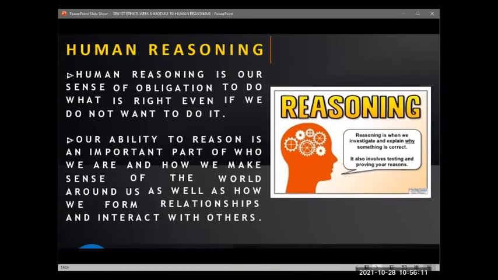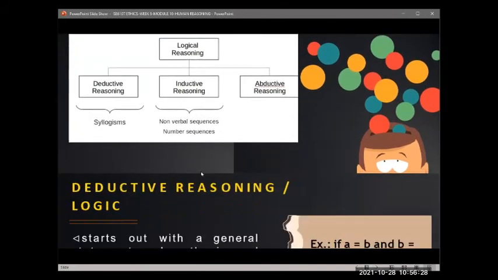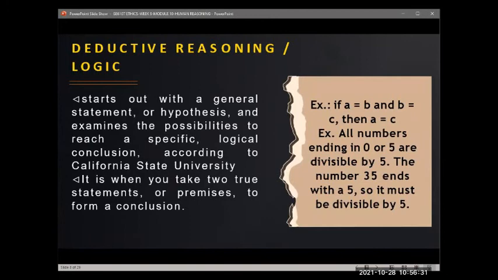Now, in relation to human reasoning, there are different types of human reasoning. We have deductive reasoning, which uses syllogism; inductive reasoning, which uses nonverbal sequences and number sequences; and abductive reasoning. Let's start with deductive reasoning, or logic. It starts out with a general statement or hypothesis and examines the possibilities to reach a specific logical conclusion. That is according to California State University. It is also when you take two true statements or premises to form a conclusion.